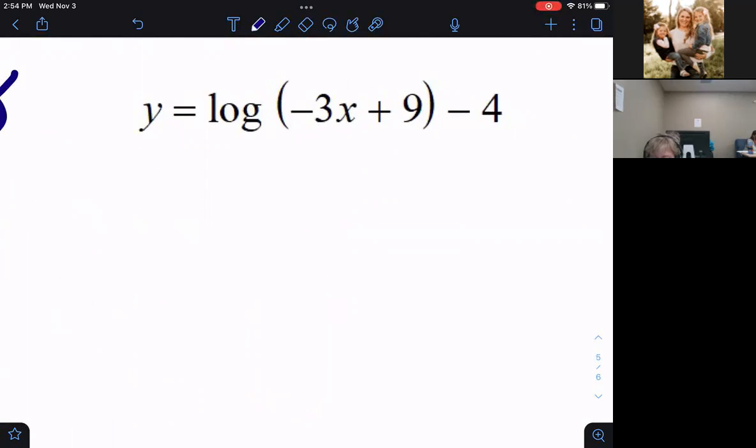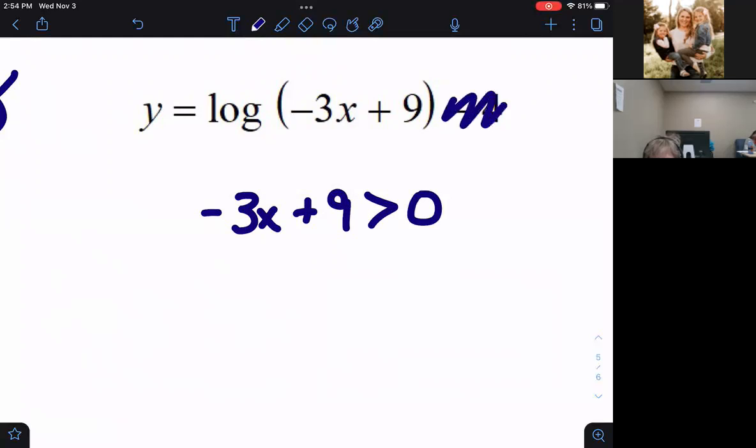This one here in the middle, we're going to take the -3x plus 9, set it greater than 0 because that's what's in the parentheses. Again, this -4 out at the end doesn't matter. We're going to solve for x. Be careful when you solve for x. First step, subtract 9, not a big deal. We're going to have -3x is greater than -9.